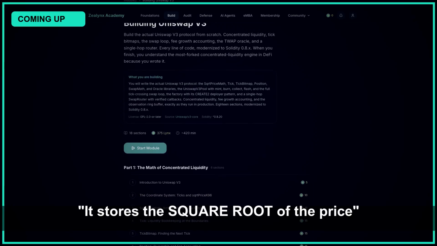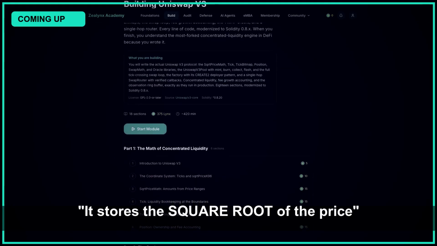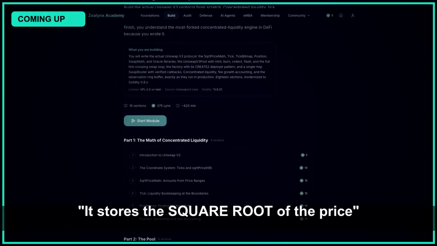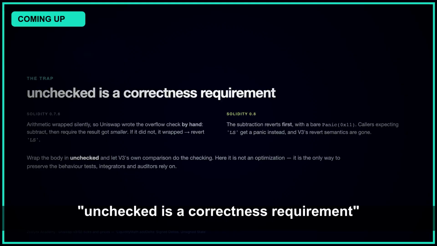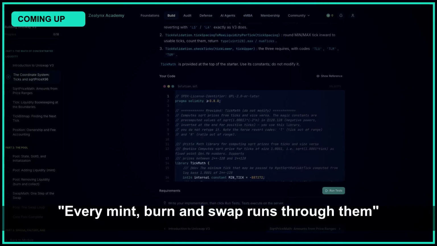Uniswap V3 does not store the price. It stores the square root of the price as a fixed point number in a uint160. Unchecked isn't an optimization here, it's a correctness requirement. That's a rule you'll apply against 3 tiny functions, and every mint, every burn, every swap you write for the rest of this module runs straight through them.